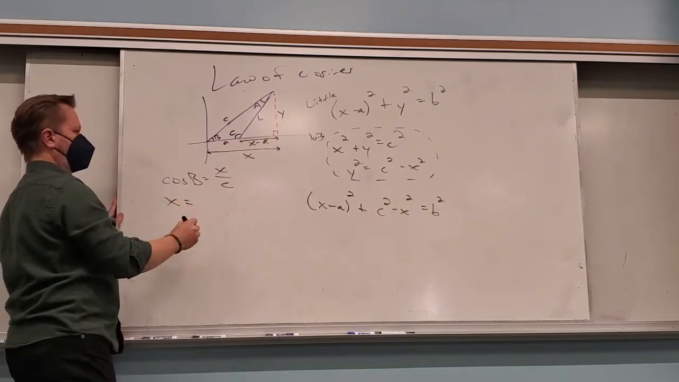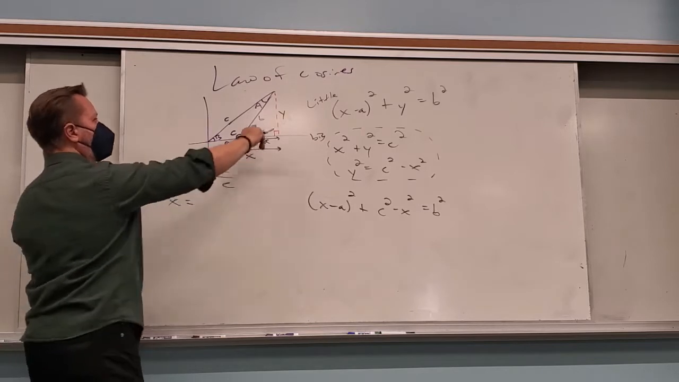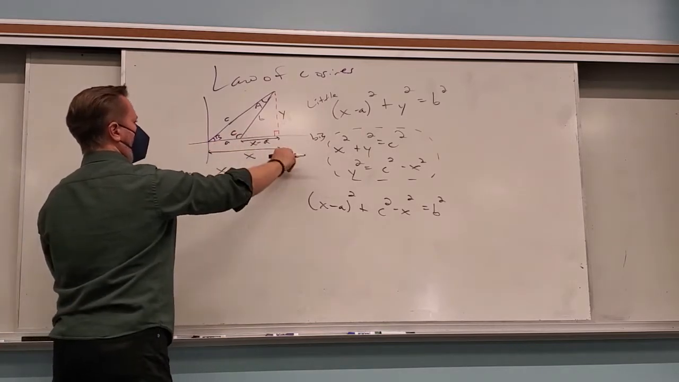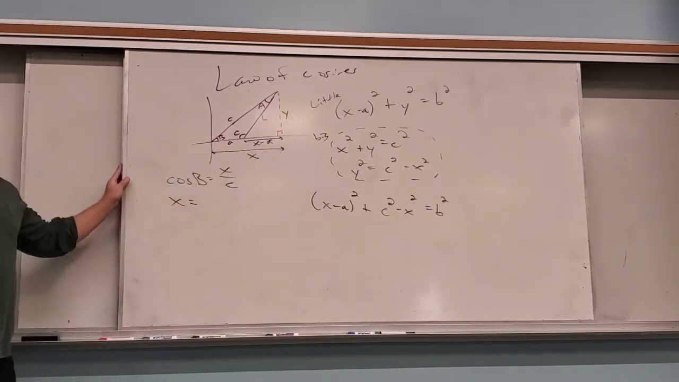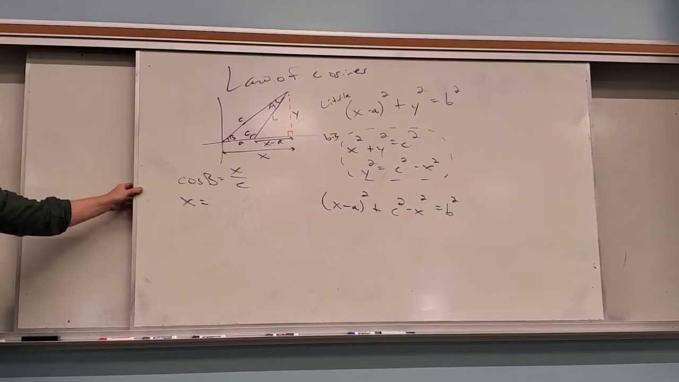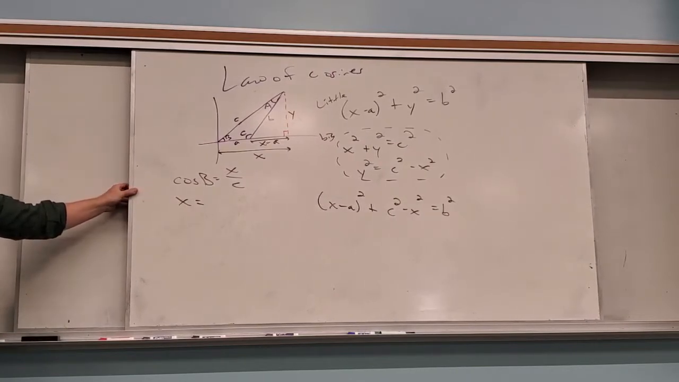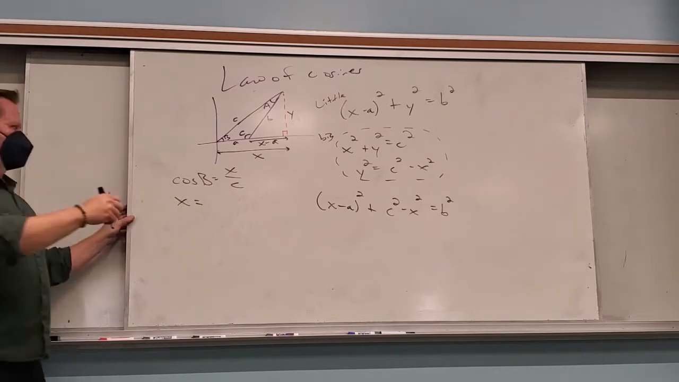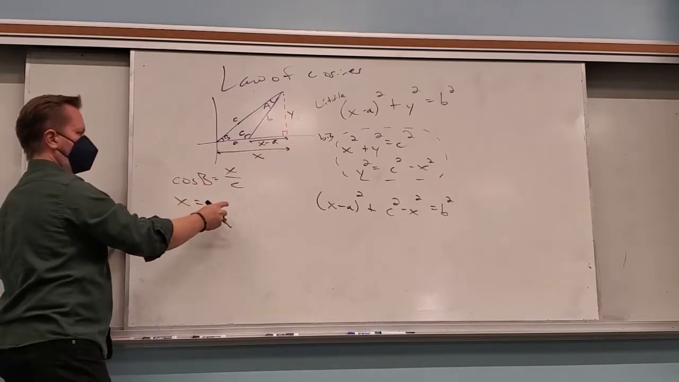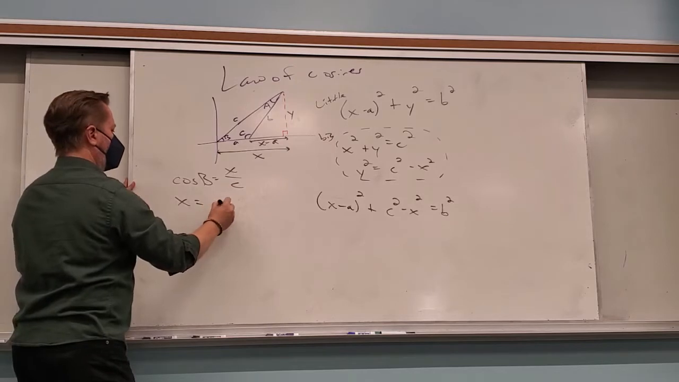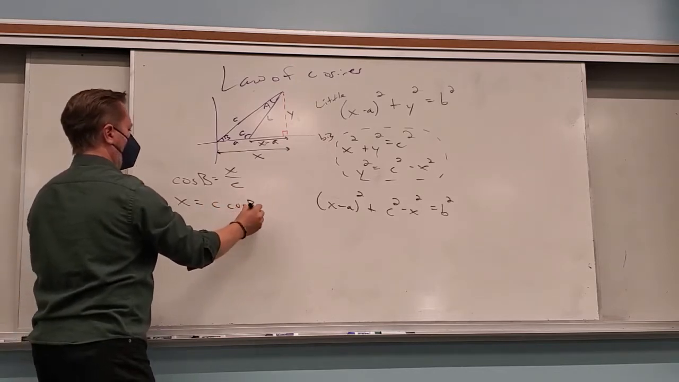Everybody cool with that? Cosine of beta is going to be the x side over the hypotenuse, yes? I said beta, I meant b. I like it. So what's x? Yes, so I'll put c times cosine b.